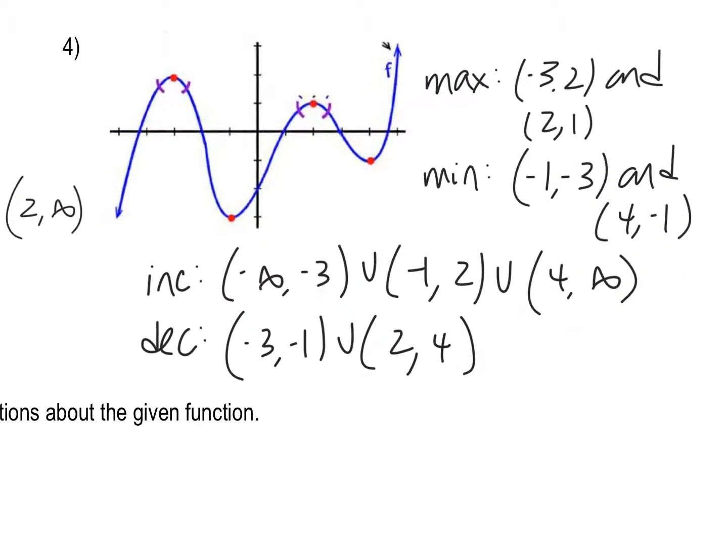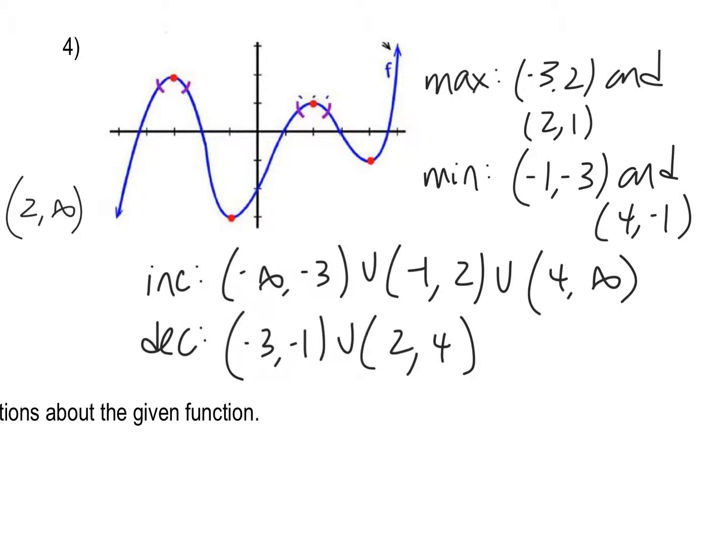Let's look at number 4. I got a lot going on in number 4. This looks like a super fun roller coaster. The maximum values, I have one here and I have one here. Those ordered pairs are (-3, 2) and (2, 1). I have two different minimums, this one and this one. So (-1, -3), and (4, -1).